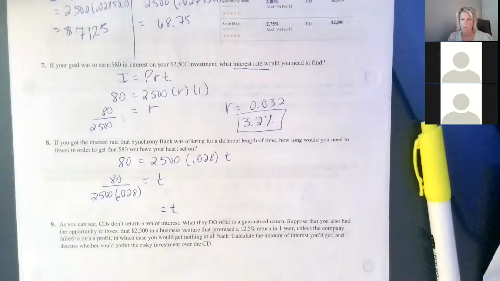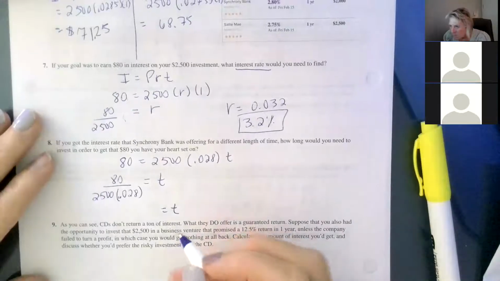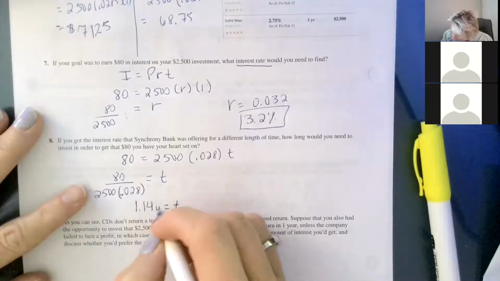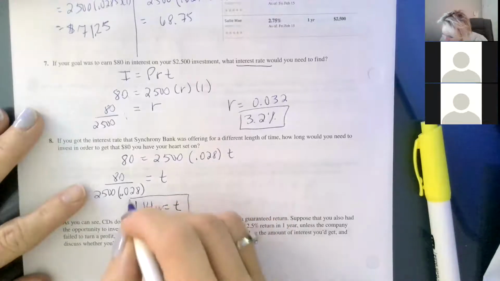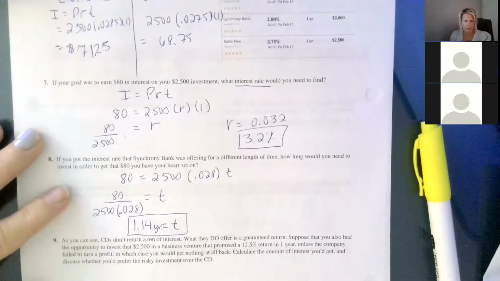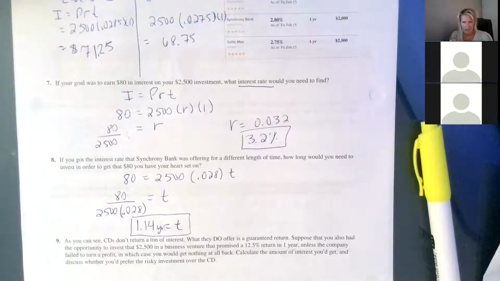Let me come up. I got 1.14. Are we in agreement with that 1.14? I don't know how CDs work that well. I don't know if you can just leave them longer or if you have to take them out after the next year and then decide to leave them for another set amount of time. Does anybody else have that information? Anybody know any about CDs? Nope. Me either. Not that much.